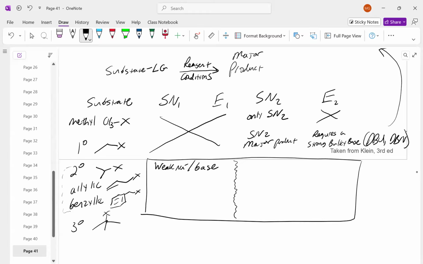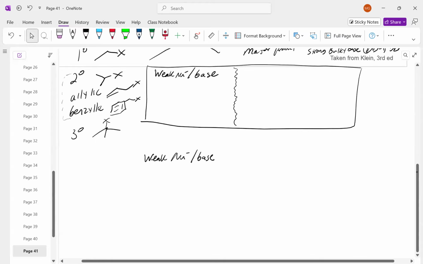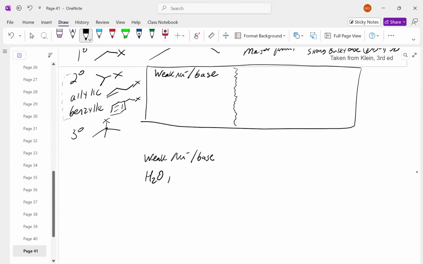Now, let's highlight how you recognize a weak nucleophile or base. Okay, so I'm going to go down here. What does a weak nucleophile or a weak base look like? These are typically things that are not charged. So, for example, water or an alcohol or an amine, those are the most common weak nucleophiles and bases.